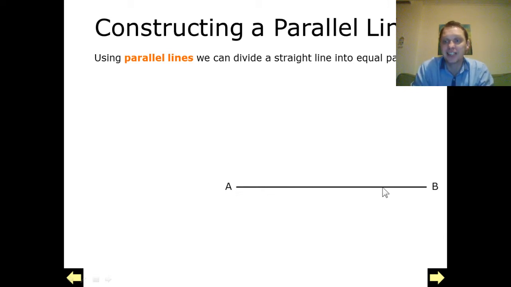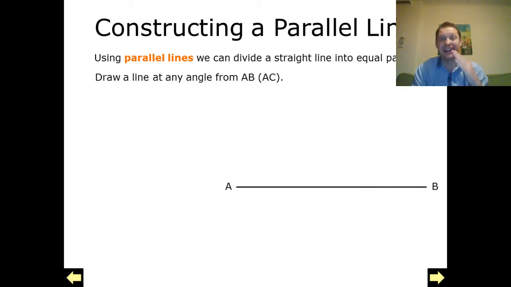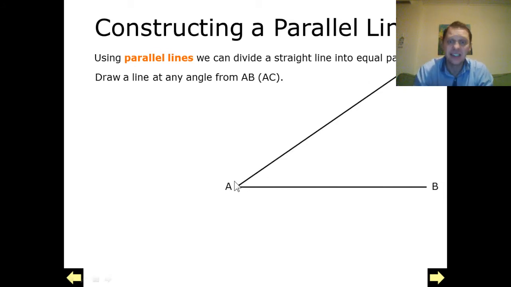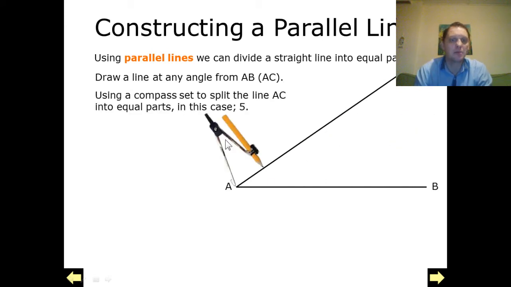Here we've got line segment AB, and we've been asked to divide this into equal parts. So the first thing we're going to do, we are going to draw a line and create an angle. So I'm going to create line AC. This could be any length that you wish, but as you can see, I've just created an angle. Now I'm going to take my compass and I'm going to open it up where I can see fit that I'm going to be able to split this line AC into equal parts.